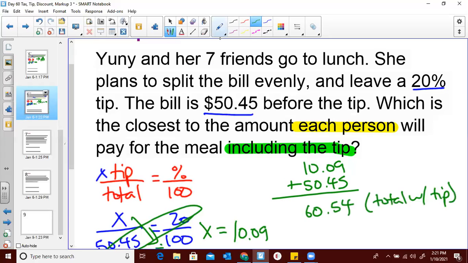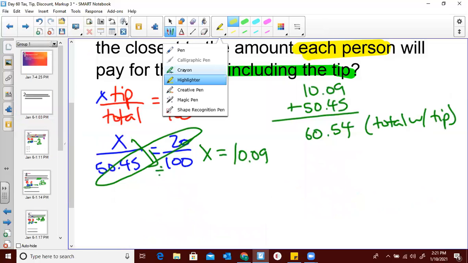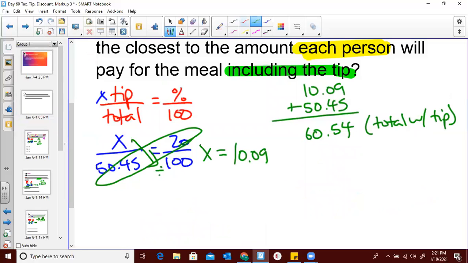Now let's look at where it says each person. Well, how many people are there? We have Uni and her 7 friends. So that would be like if you and 7 of your friends went out, there would be 8 of you, right? That would be a total of 8 people. So we need to divide this total by 8. We will have our total with tip divided by our 8 people. And each person is going to pay $7.57.